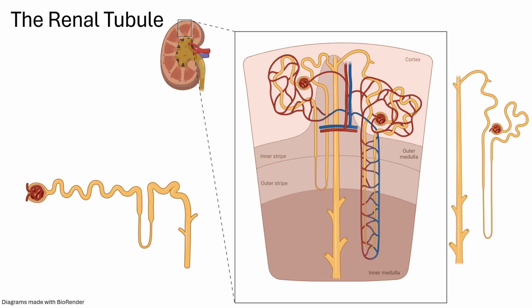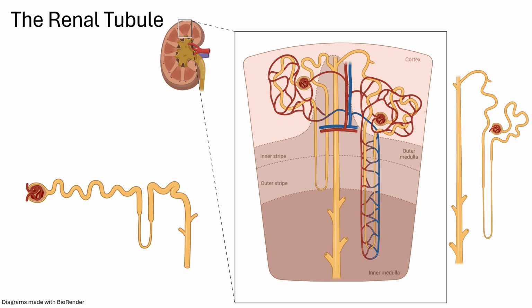After filtrate is formed in the renal corpuscle, it then travels through the renal tubule and exchanges with this second capillary bed that's kind of like hugging the nephron tubule. Remember, this capillary bed can be a peritubular capillary bed, as pictured here on the left on a cortical nephron, or it can be a vasa recta, which is pictured here on the right on a juxtamedullary nephron.